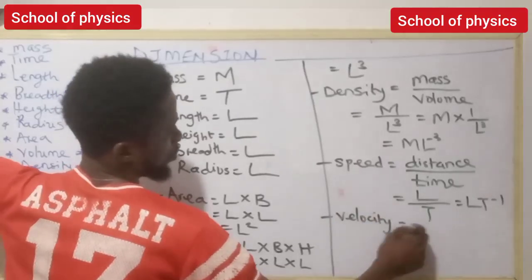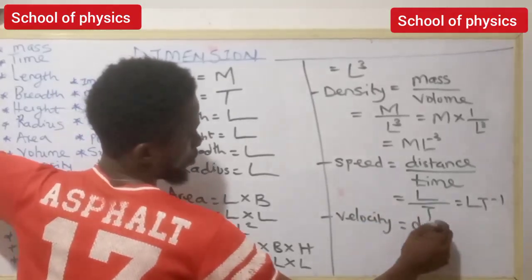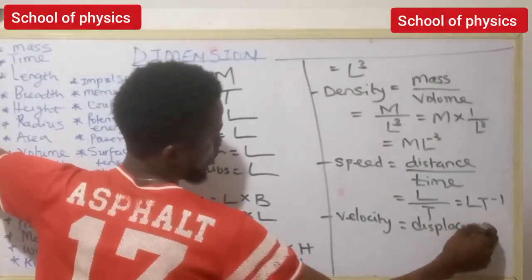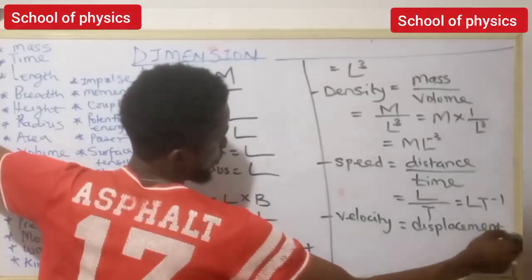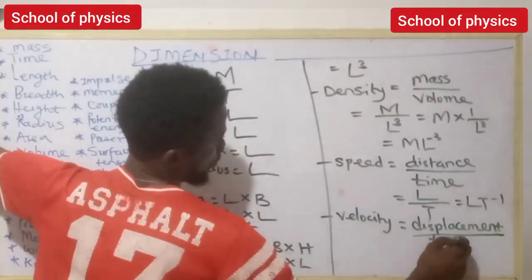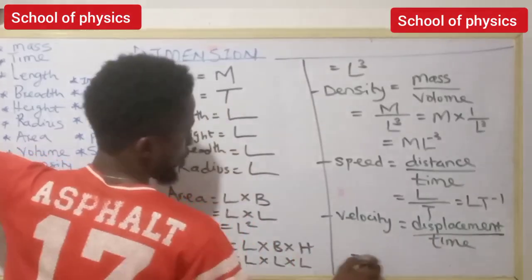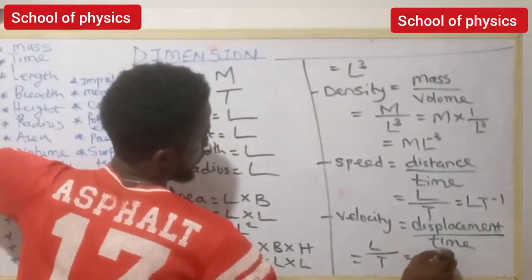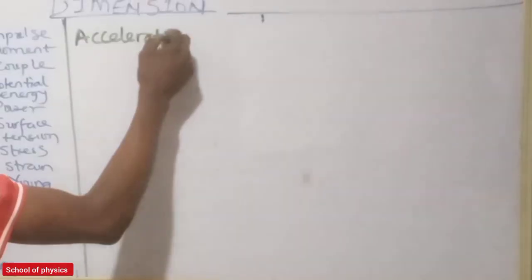Velocity has the same dimension and unit as speed. So velocity is displacement over time, which is a different formula from speed. But both displacement and distance have the same dimension and unit. So that is also LT minus 1.